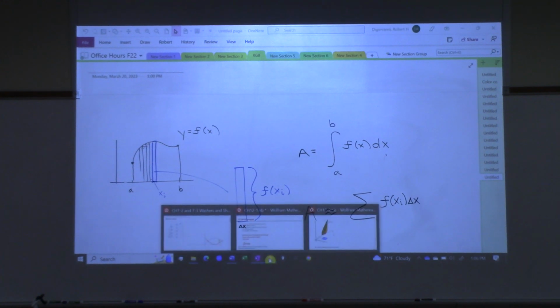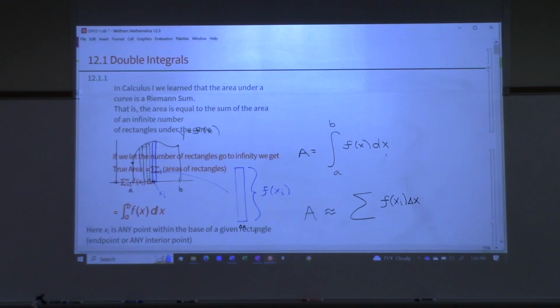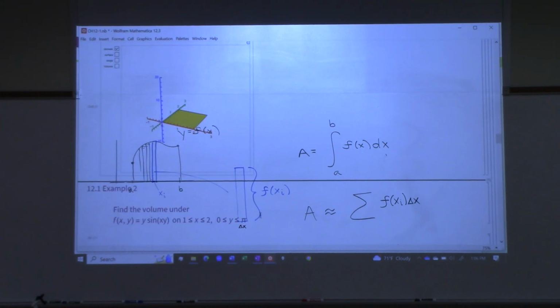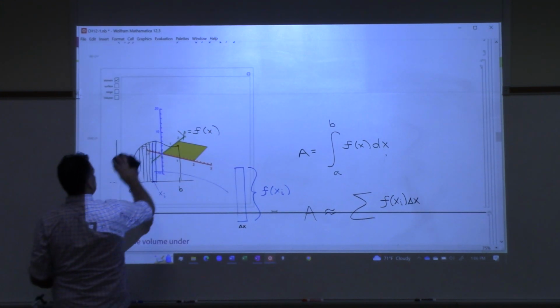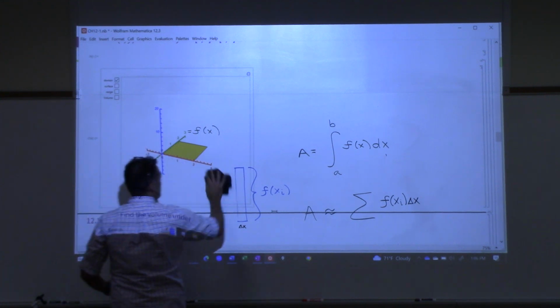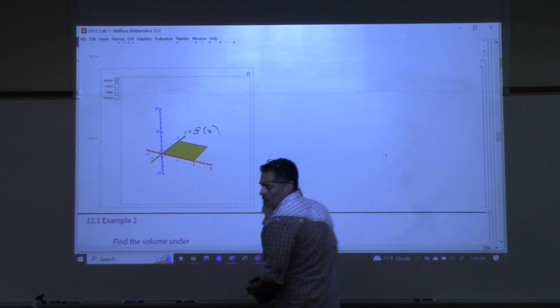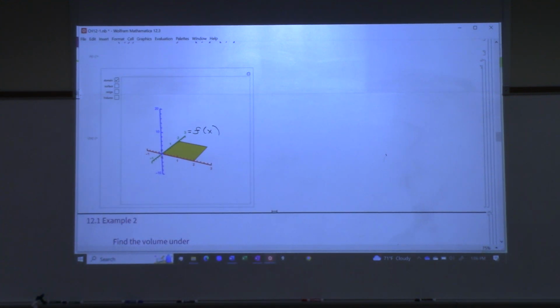Now, today, what we're going to do is this. We're going to say, what if we are interested in a surface? Okay, so let's imagine that we have a surface. Let me draw a surface up here for you.